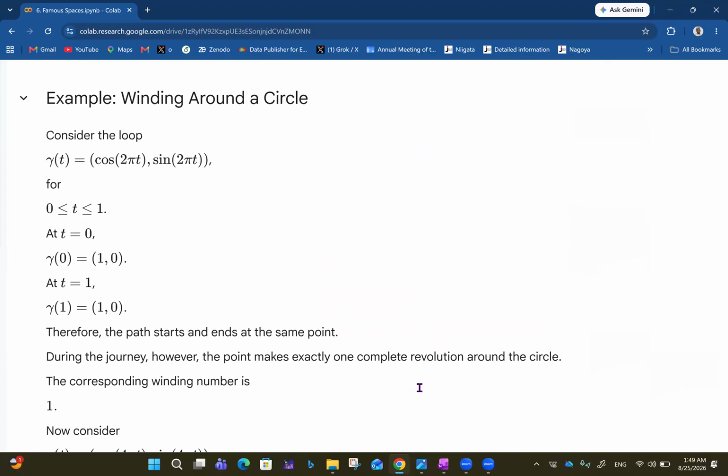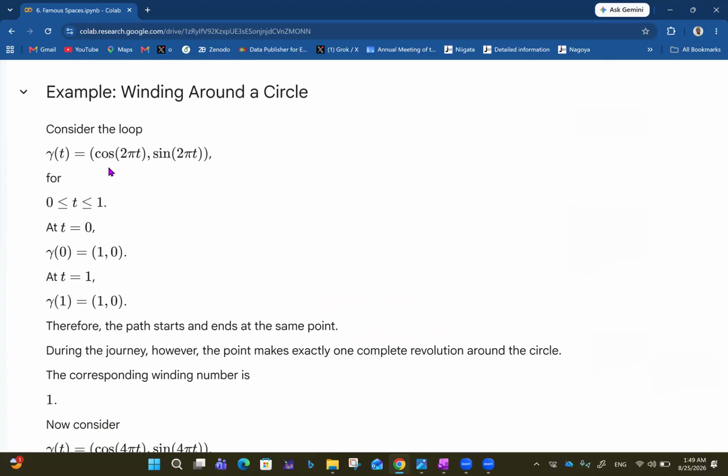Now we talk about winding around a circle. Consider the loop gamma of t, which is (cos 2 pi t, sin 2 pi t), for t taking values from 0 to 1. At t equals 0, you have gamma of 0, which is cos 0, that's 1, and sin 0, that's 0, because 2 pi multiplied by 0 is 0. At t equals 1, you have cos 2 pi, that's cos 0, which is 1, and sin 2 pi is 0. Therefore, the path starts and ends at the same point. That's winding around the circle.